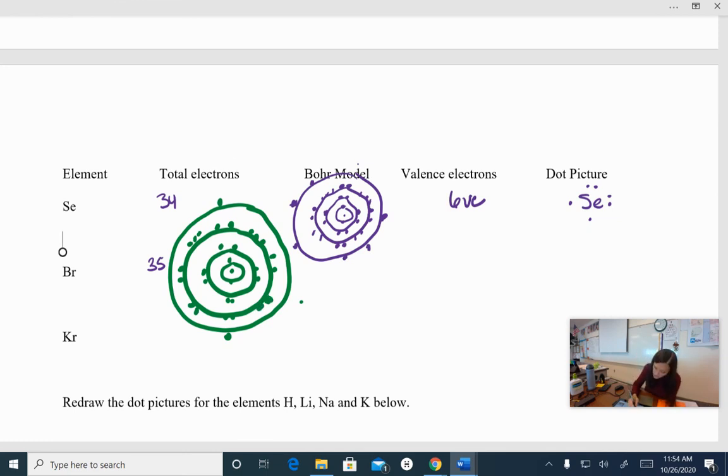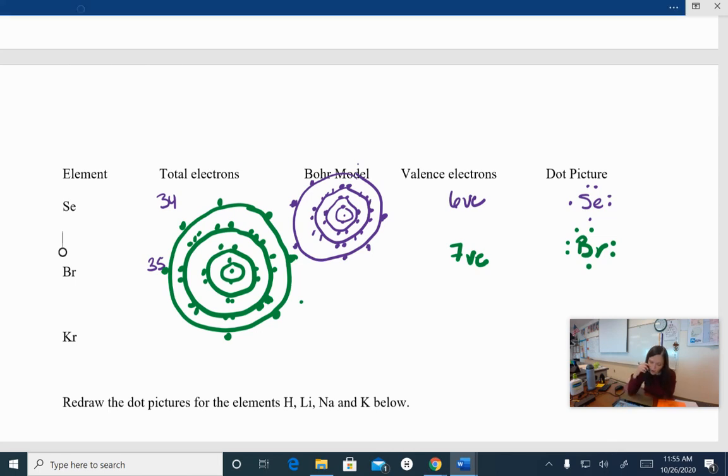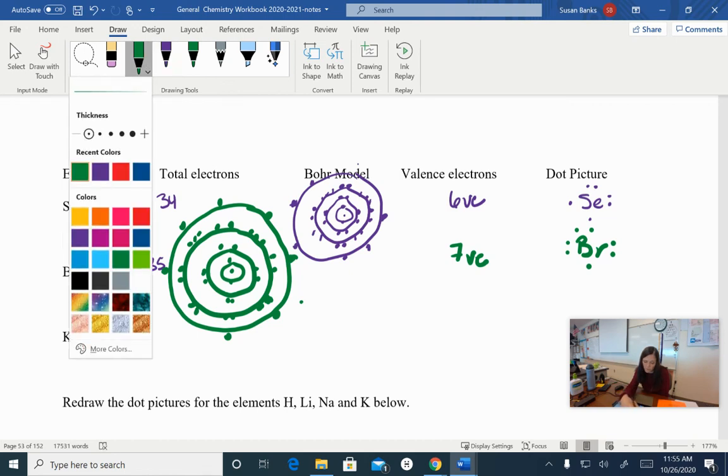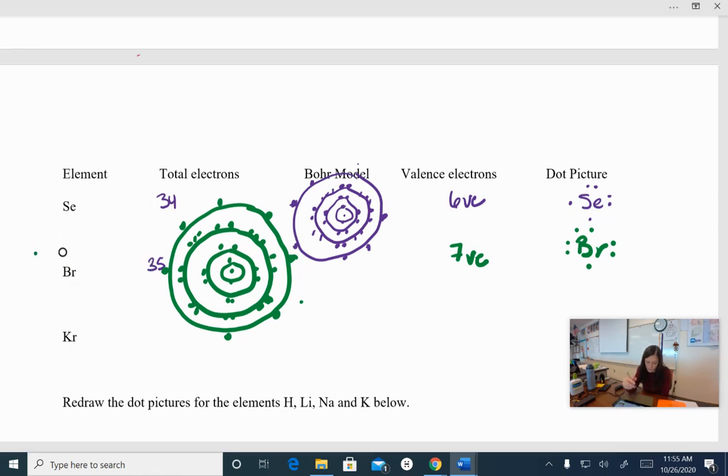And then we will go and add the 1, 2, 3, 4, 5, 6, and 7. So this will give me 7 valence electrons for bromine. So I will have 1, 2, 3, 4, 5, 6, 7. Okay. And then krypton. You probably are well aware that we are just going to add one more electron here. So 36 for krypton.